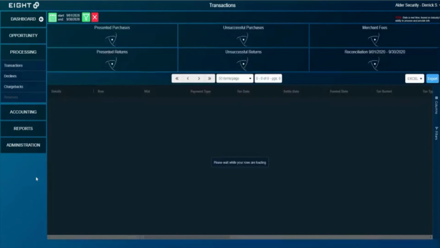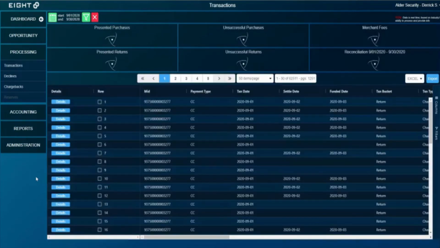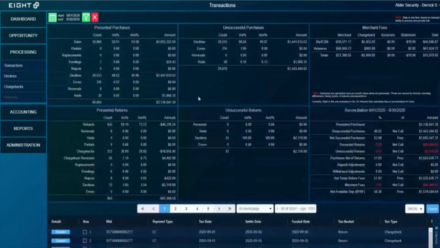In processing, this is where everything starts to come together. Down here's the detail of every single transaction. They put through almost 61,000 attempted sales, of which almost 30,000 failed. So again, half of what they're doing isn't working. And here's the categories of why.